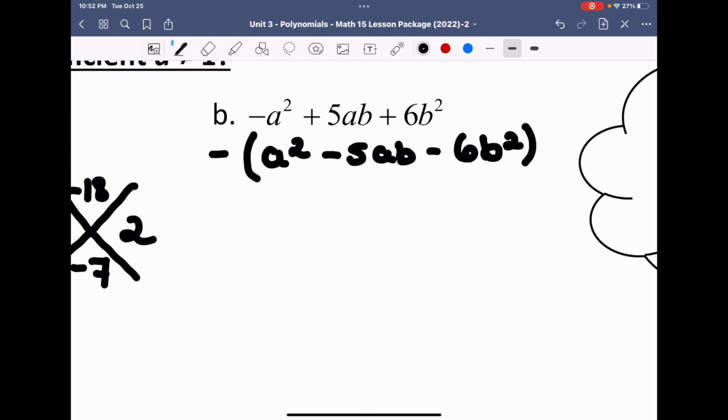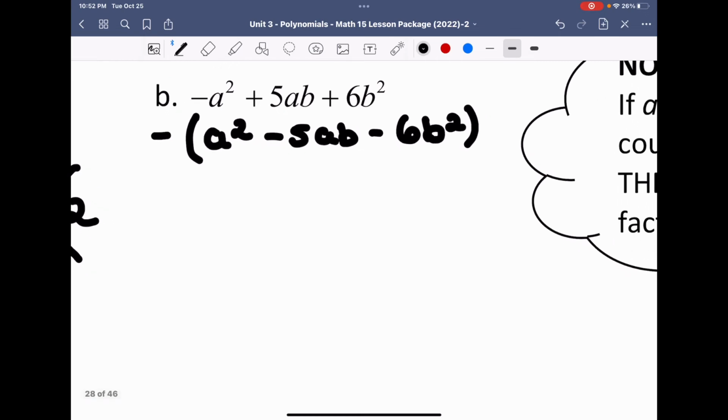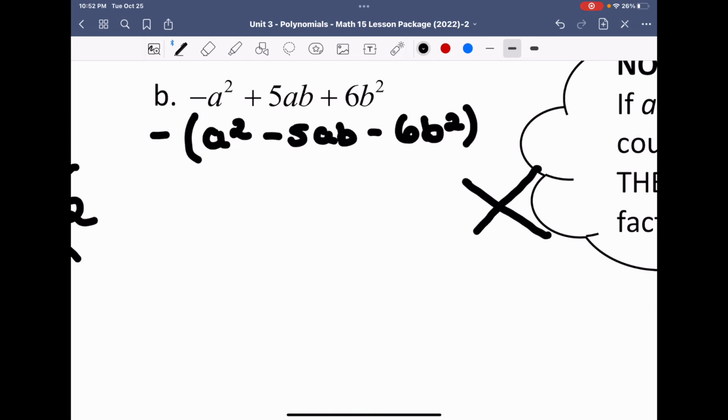And now that I have something with a positive coefficient on that squared, or the highest degree, what I'm going to do is now say, what multiplies to make negative 6, or the coefficient of the last term, and adds to make the middle term.